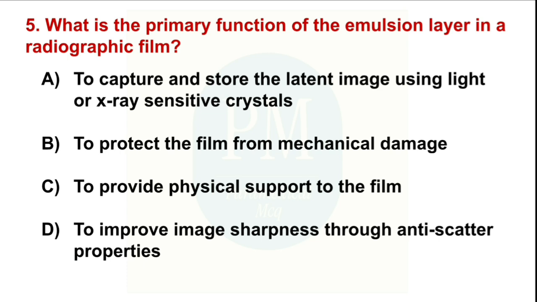What is the primary function of the emulsion layer in a photographic film? Option A. To capture and store the latent image using light or X-ray sensitive crystals. Option B. To protect the film from mechanical damage. Option C. To provide physical support to the film. Option D. To improve image sharpness through anti-scatter properties. The correct option is option A. To capture and store the latent image using light or X-ray sensitive crystals.